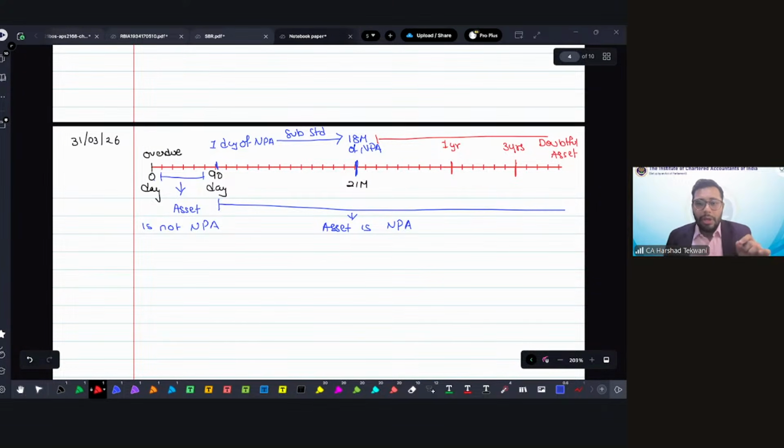I'll come to your question, Sanjay, in some time, on the 3 years or 1 year from the 18 months onwards, when we discuss the provision. Over there, we will discuss the provision point also. But as of now, we need to understand whether this classification is the same for the middle layer also, or is it different? What do you think? Is this classification the same for the middle layer, or is it different for the middle layer?